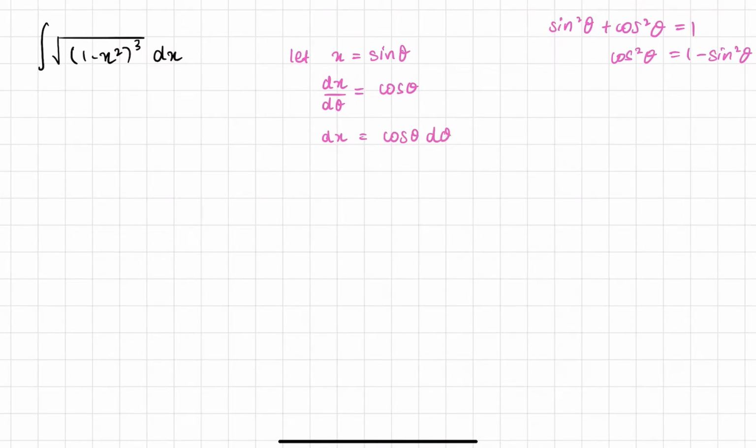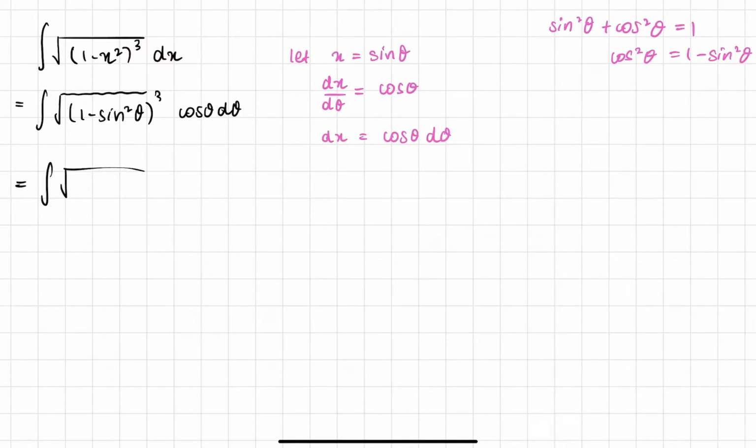Now let's come over here and integrate the big square root of 1 minus sine squared theta, cubed. And here we have cos theta d theta, which equals, so this is where 1 minus sine squared is just cos squared, cubed.